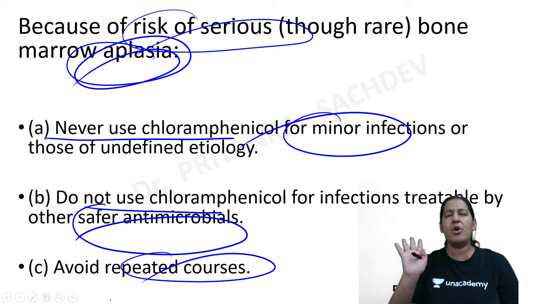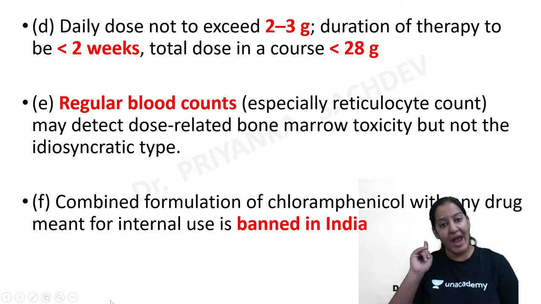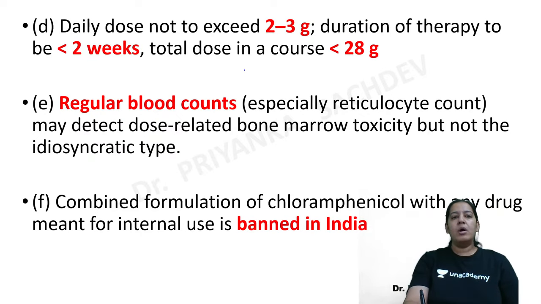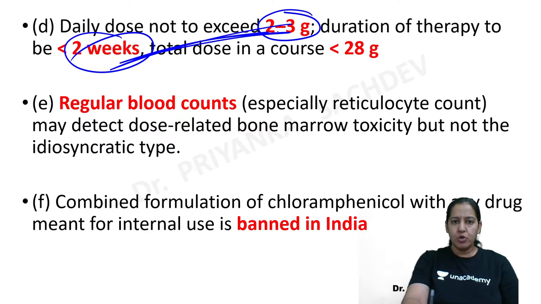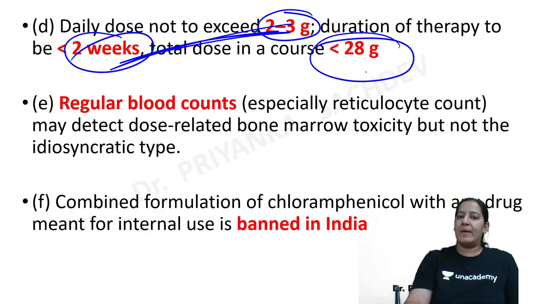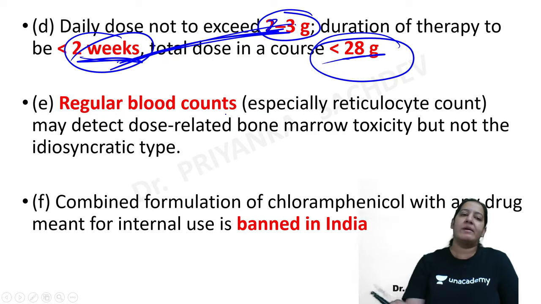So it is an emergency drug, but try to avoid its use. If you are giving chloramphenicol to any of your patients, don't give it for more than 2 weeks, and don't give more than 2-3 grams daily. In total, over 2 weeks, the total dose should be less than 28 grams. Suppose daily you are giving 2 grams: in 2 weeks, that is 14 days, 14 into 2 is 28. So never give more than 28, right? So maximum duration is 2 weeks, maximum dose per day is 2-3 grams, and total maximum dose is 28 grams.